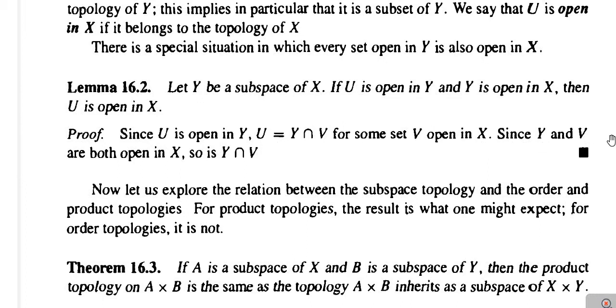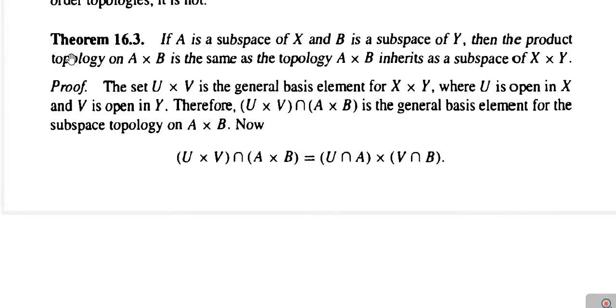So as Y and V both are open in X, therefore Y intersection V is open in X, but Y intersection V is nothing but U. Therefore U is open in X. So like this, this lemma is proved. Now next we will prove a theorem also.